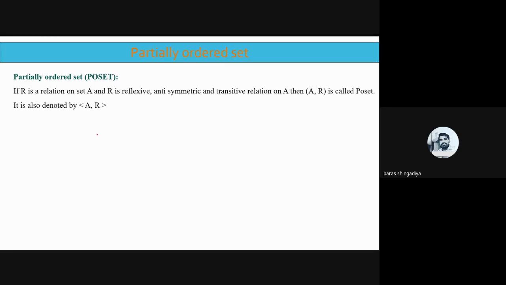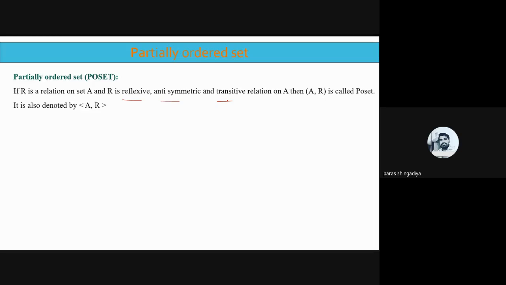And there is a notation for that. This bracket (A, R) is considered as a partially ordered set of A and R. A is a given set; any set can be there, and R is any relation we can define. So you have to say whether it is a poset or not. How can we say it is a partially ordered set? First you have to check the reflexive condition, then antisymmetric, and then transitive.